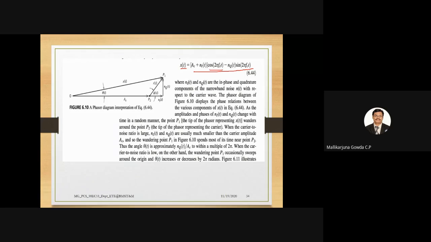I'm not hearing any response. Yes, sir. Yes, Gautam Hegde. Could you understand this point? How I wrote x of t as this equation? Can you just repeat from your side? Can you just say how I got this equation, x of t?